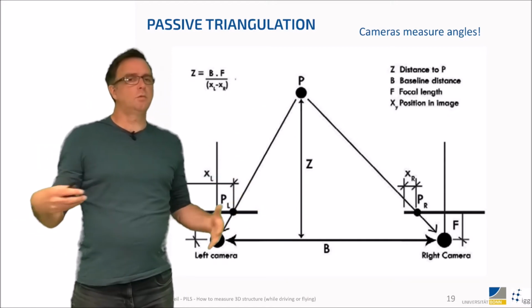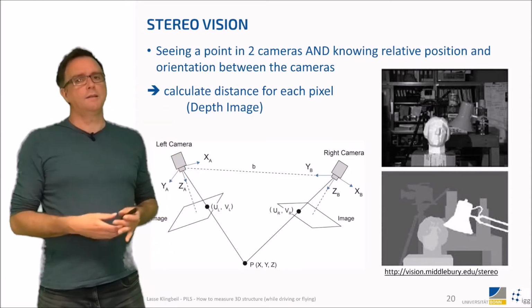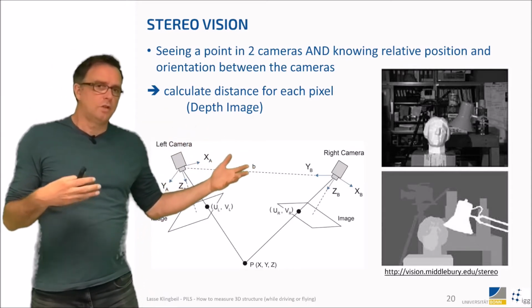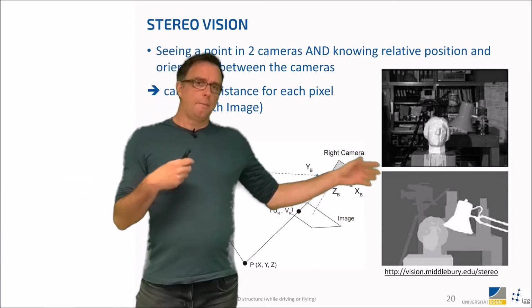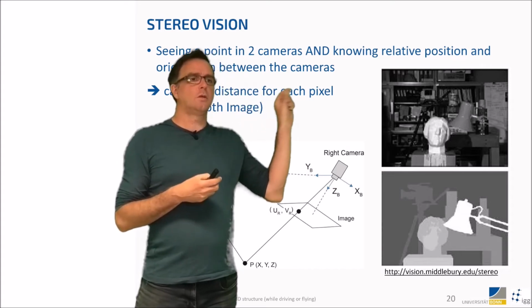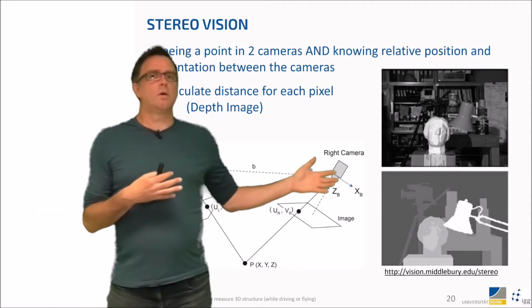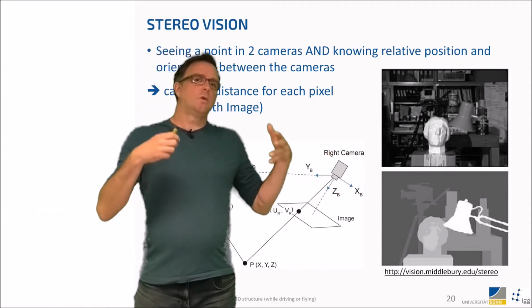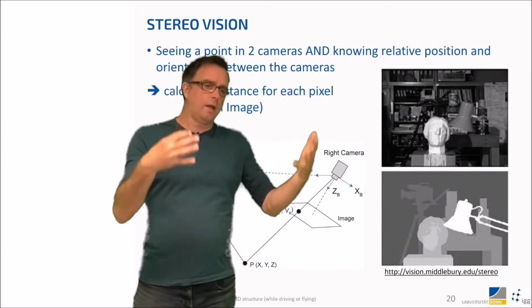This is the principle behind stereo vision. Stereo vision is what we also do with our eyes. In this case, we generate depth images, which is basically a matrix of ranges for each pixel. Okay, so this is called passive triangulation. It's called passive triangulation because we don't use any extra light source. We just use the light that anyway comes through the camera.